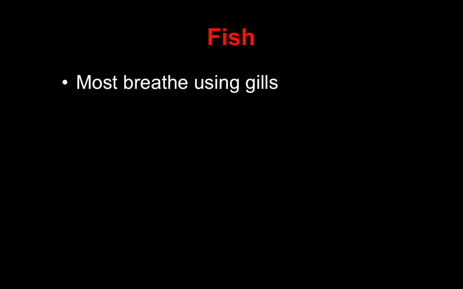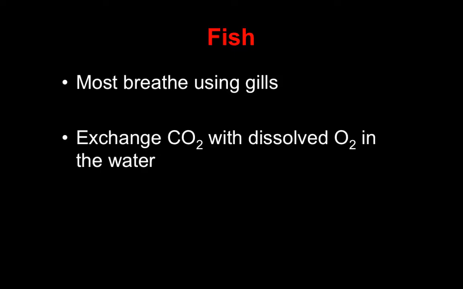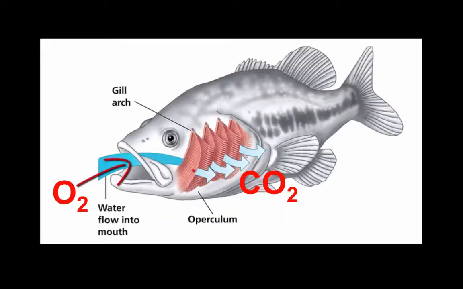They breathe using gills for the most part, and they're going to exchange carbon dioxide with oxygen that's dissolved in the water. And this is going to be through the process of diffusion. Remember, this is passive transport. So there's not going to be any energy necessary to be able to exchange these gases. So fish are going to take in oxygen that is in the water. They pass it across their gills, and the oxygen diffuses into the blood, and the CO2 diffuses out into the water. So let's look at this broken down a little bit more.